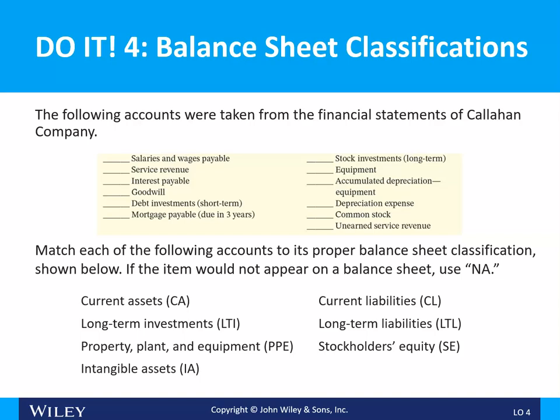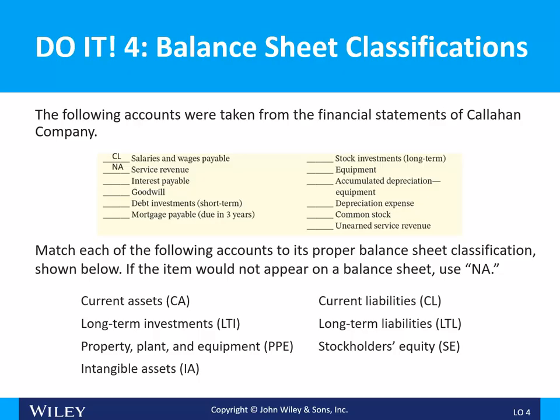All right, let's do some examples here. We have a list of a number of accounts, and we're going to match each of the following accounts to its proper balance sheet classification shown below. If the account is not a balance sheet account, we'll just use NA for this purpose. So salaries and wages payable, that would be a current liability. Service revenue, that's an NA because that's an income statement account. It's not on the balance sheet.